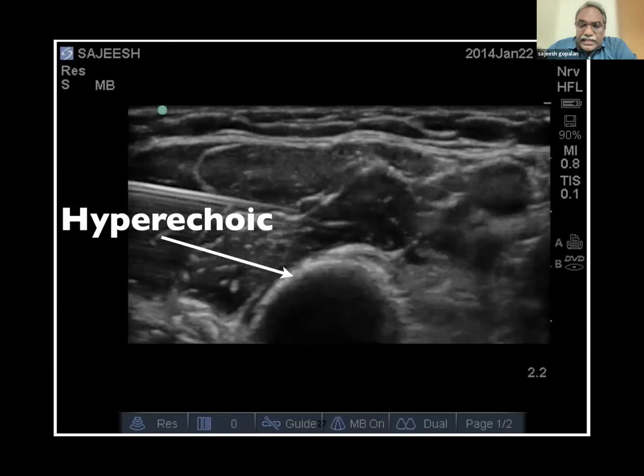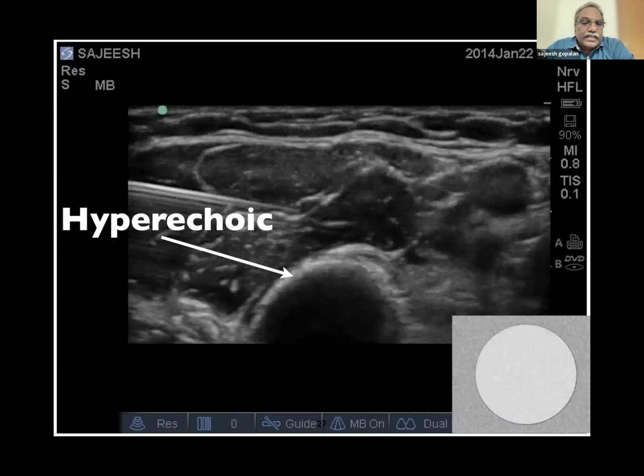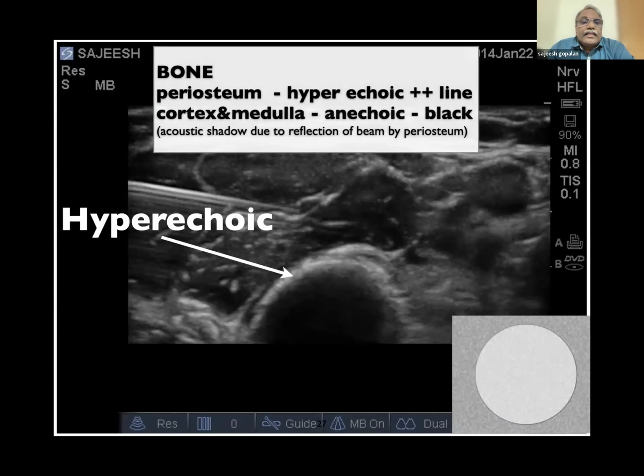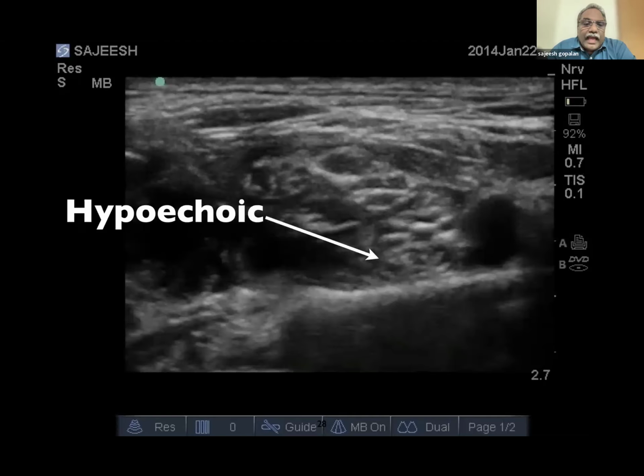Next one is hyperechoic. What is hyperechoic? Hyperechoic means maximum reflection of the echogenic beams. So the ultrasound is maximally reflected back. The classical example is bone. Here the humerus bone is there, so only the outer curvature we can see. The classical picture is the outer cortex seen as a round hyperechoic structure, a whiter structure. Inside there is a black shadow. So that's the classical picture of a bone: the periosteum and outer cortex seen as a hyperechoic white line, inside black.